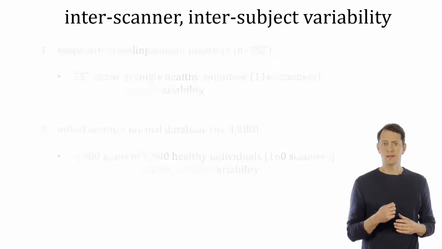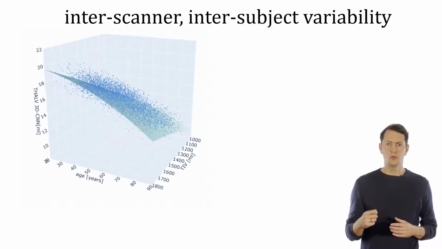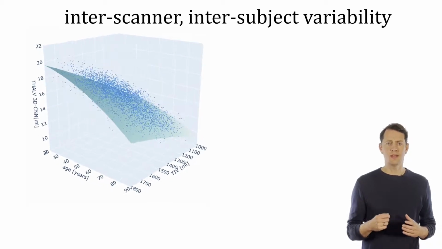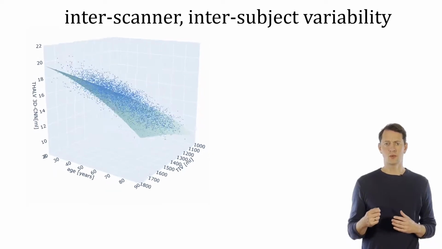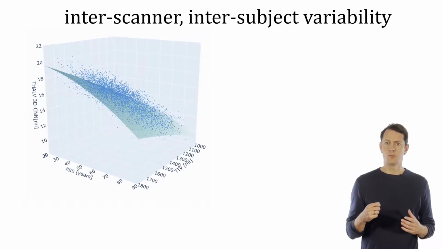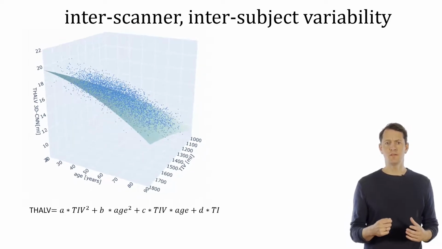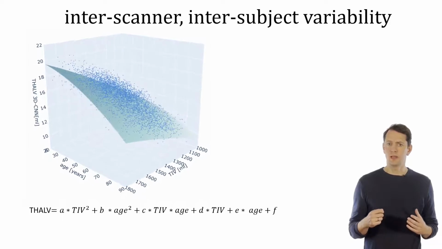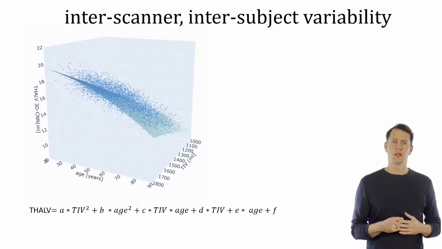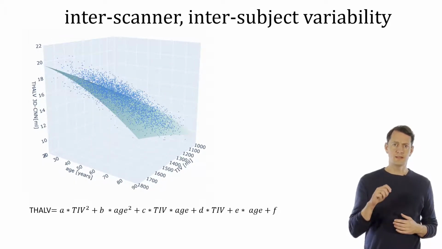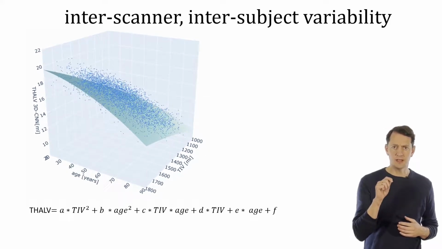To estimate the inter-subject variability, we first have to remove the influence of the nuisance variables age and head size. Head size was measured by the total intracranial volume, TIV. The brain volume is modeled with a bivariate quadratic function with age and TIV as variables. We compute a least squares fit through that data and we obtain that surface. A point on that surface tells us the average expected thalamus volume for a given specific TIV and age.